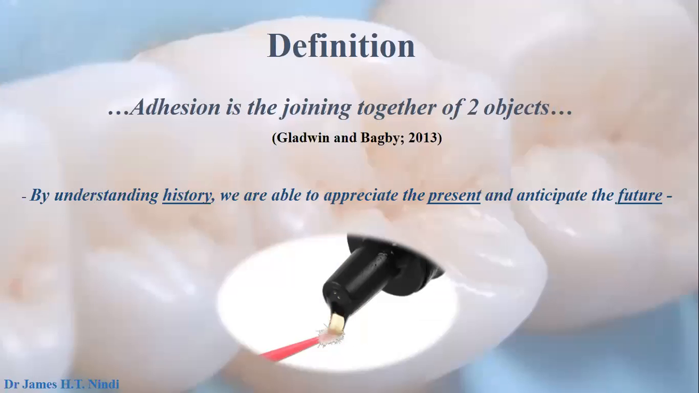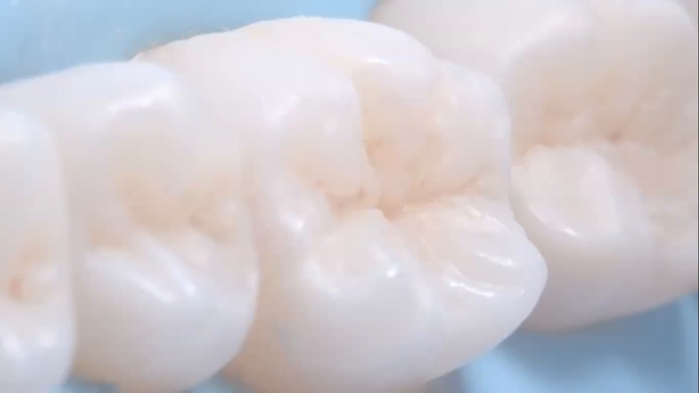To start off, we're going to define what adhesion is. Adhesion is basically the joining together of two objects. By understanding the history of adhesion, we'll be able to appreciate the current adhesive systems and anticipate what lies ahead in the future of adhesive dentistry.